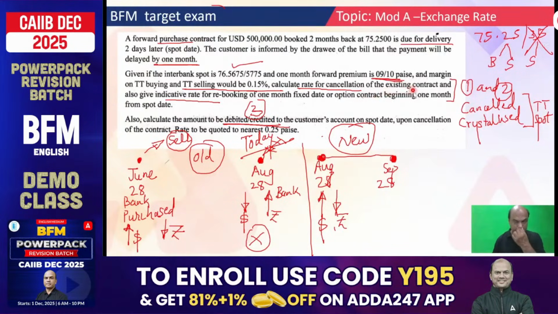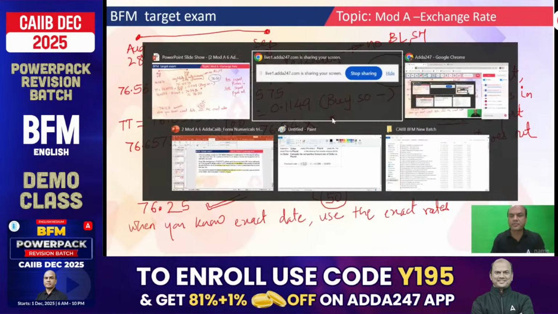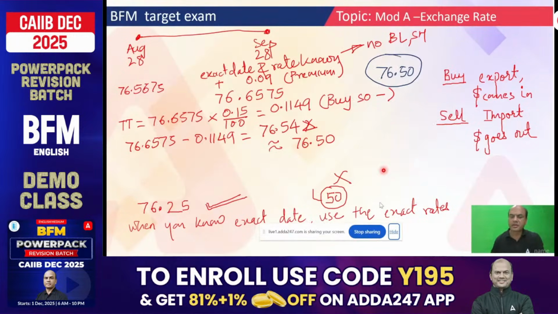That 1 month you have to book it. When you know exactly 1 month you have to book it, use the same rate. Don't use this buy low sell high concept over here. See, buy low sell high is used when you don't know the exact date. When you know the exact date, no buy low sell high. Take the fixed rate. So you know now this is going to end on this date. Take it directly, 76.6575 into 0.15 upon 100, this answer, and subtract it. So 76.54. Take it and then multiply. This is the rate for the next forward booking. Got it? Clear?